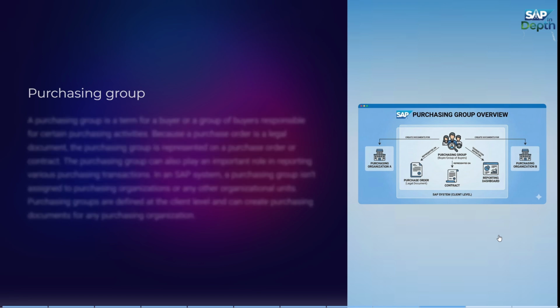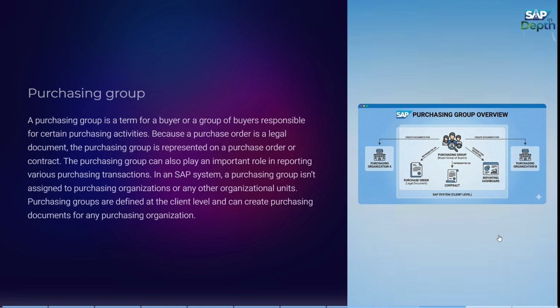Finally, the purchasing group. This isn't tied to any specific organization unit. It is defined at the client level. Think of it as a buyer or team of buyers responsible for certain purchases. They are listed on purchase orders, since POs are legal documents, and help with reporting.